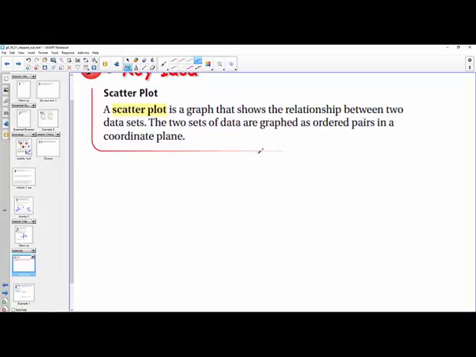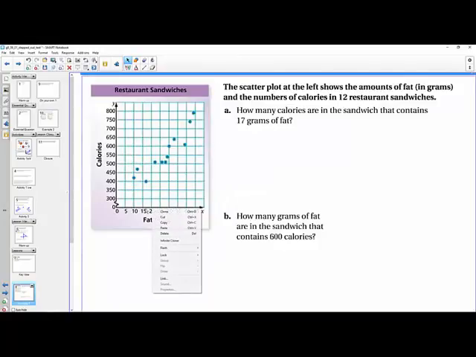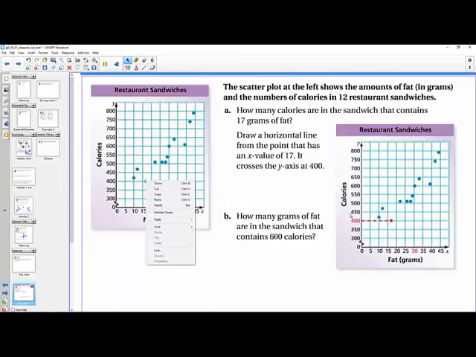So a scatter plot is a graph that shows the relationship between 2 data sets. They're graphed as ordered pairs in a coordinate plane. That's really what we're doing today. So here's an example. This is the scatter plot of calories versus fat. It says how many calories are in a sandwich that contains 17 grams of fat. So I go to 17 grams of fat, which is right about here. And it looks as though there's 14. I'm just looking at that ordered pair, right? It's about there. So that's what I have for the first one.